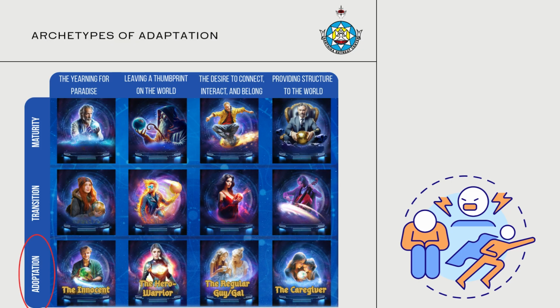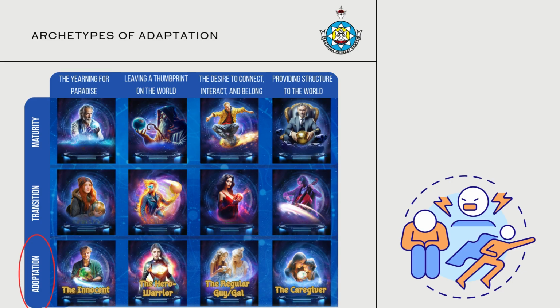They are adaptive. For example, when we move to a new place, we instinctively rely on the regular guy/gal strategy, trying to form new connections and fit in. When we start a new job, we may switch on the hero-warrior strategy, showing what we can do so the boss will notice us. These archetypal strategies are very useful for adaptation. But in adulthood, they will not bring lasting fulfillment.